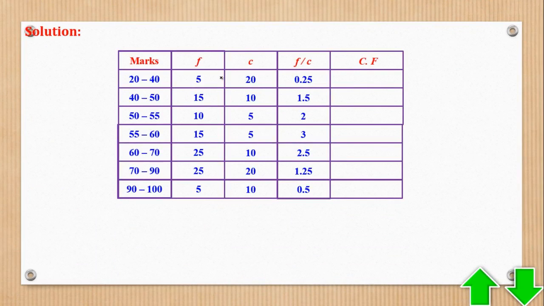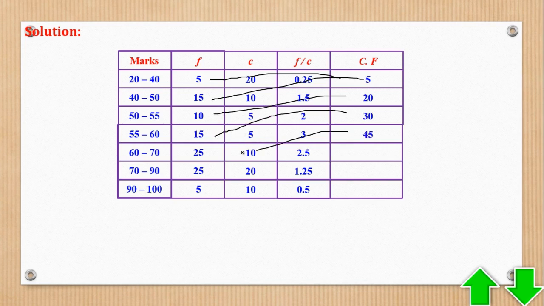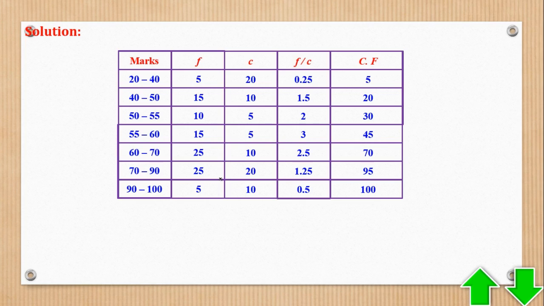So first write the cumulative frequency here: 5, plus 15 is 20, 20 plus 10 is 30, 30 plus 15 is 45, 45 plus 25 is 70, 70 plus 25 is 95, 95 plus 5 is 100. So that is what we wanted.